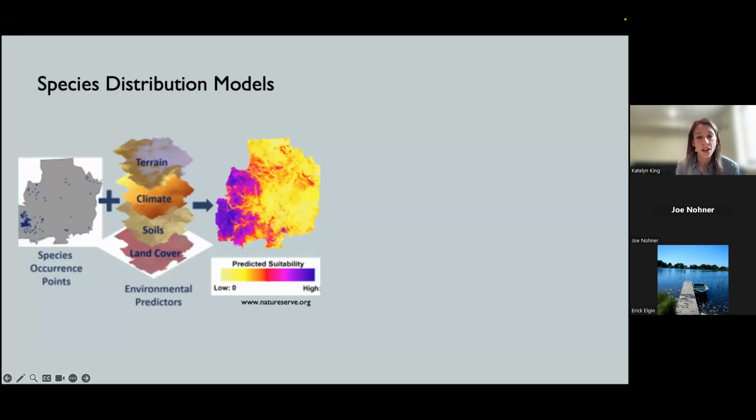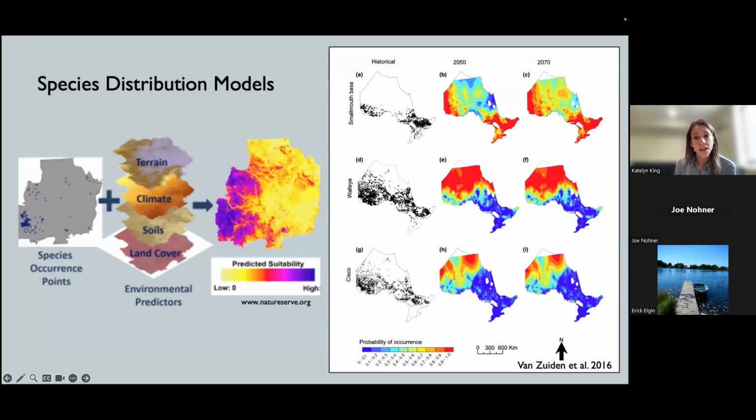So a lot of studies use these species distribution models. Here's an example of one study that looked at 3 different freshwater species. So they have smallmouth bass there at the top, walleye in the middle, and cisco at the bottom. And they're looking at 2050 and 2070 for these different species, and where that habitat would be very suitable in red and not very suitable in blue. So this study uses the occurrence of species, so where are they found?